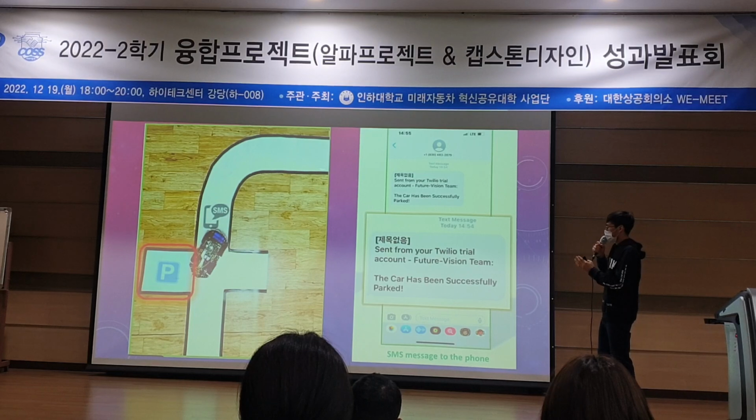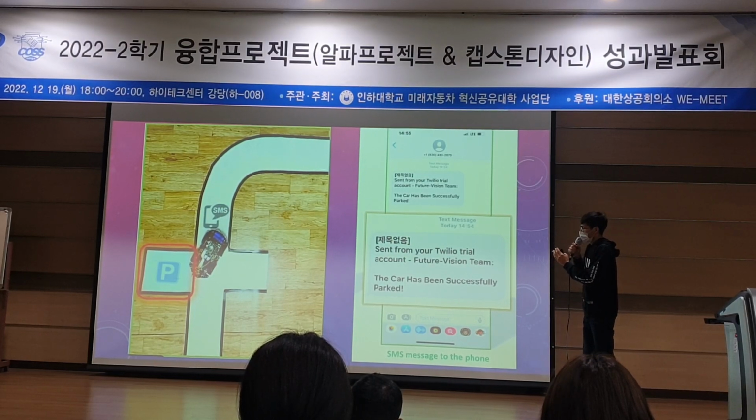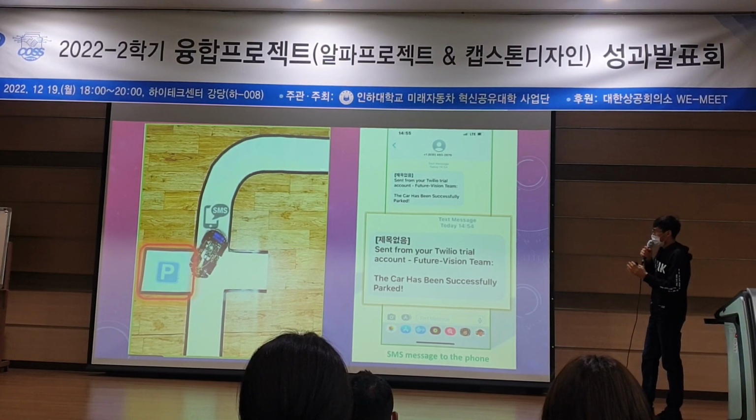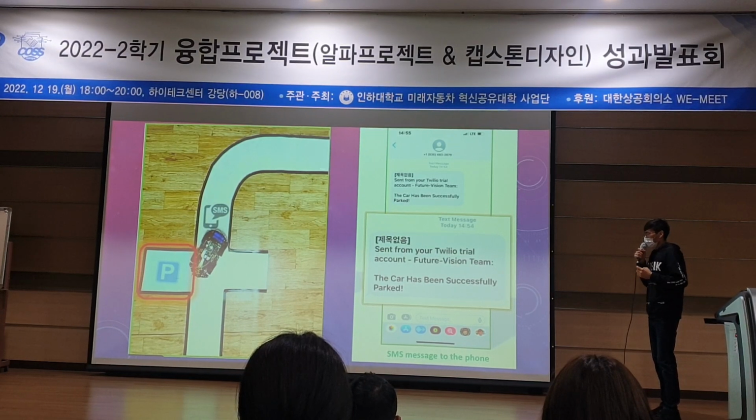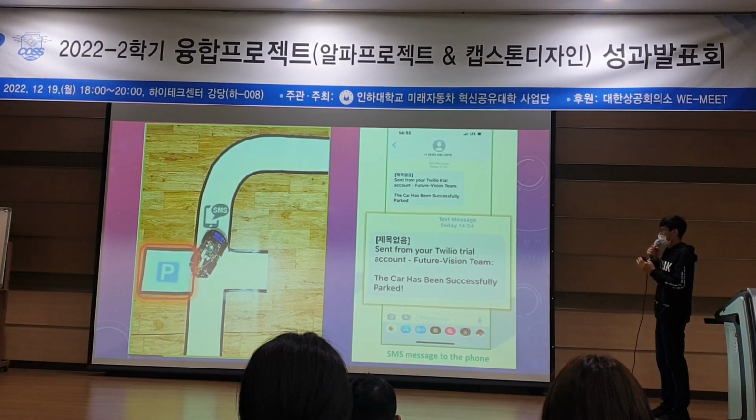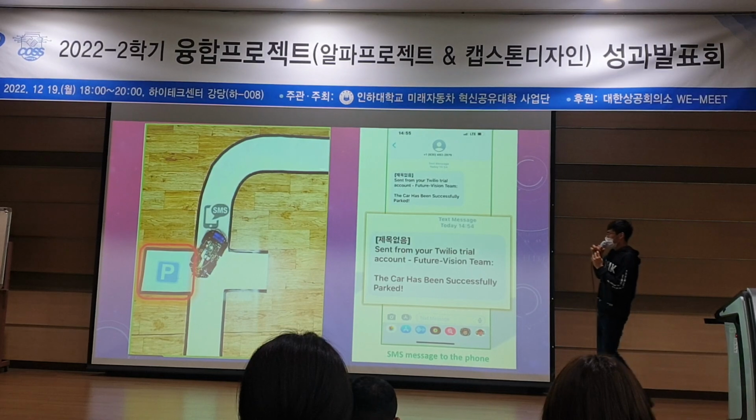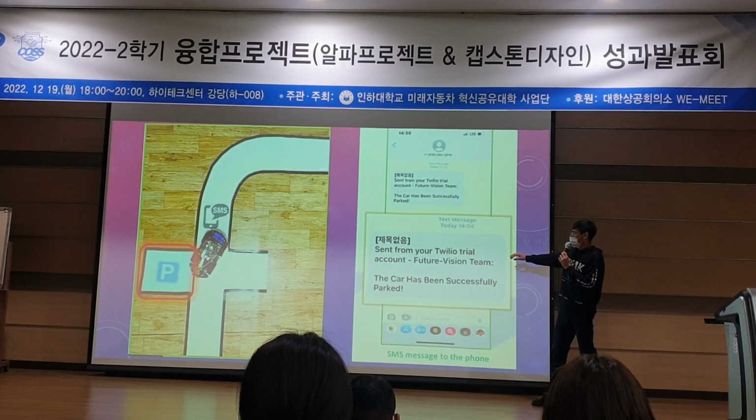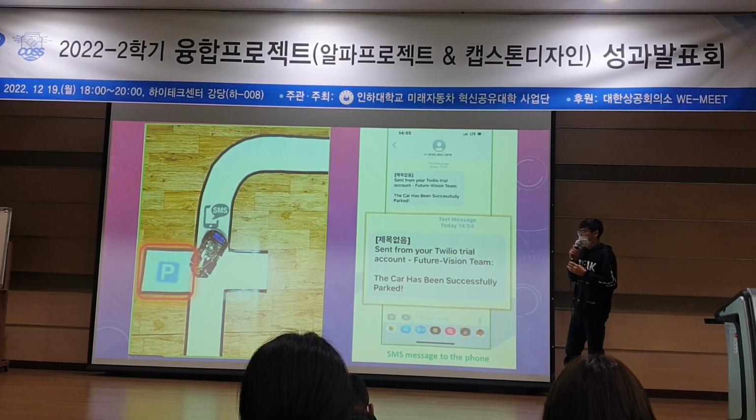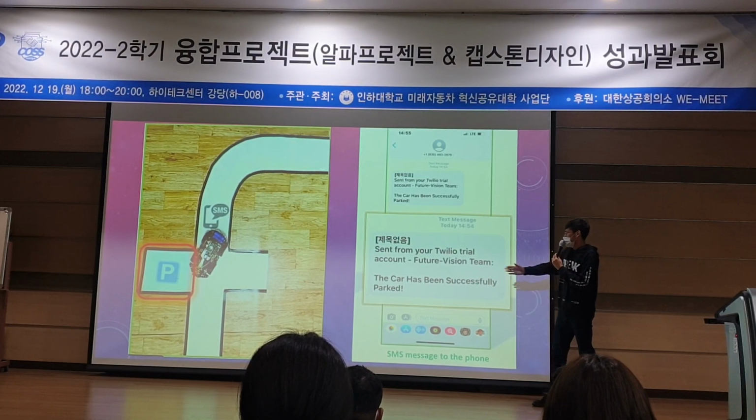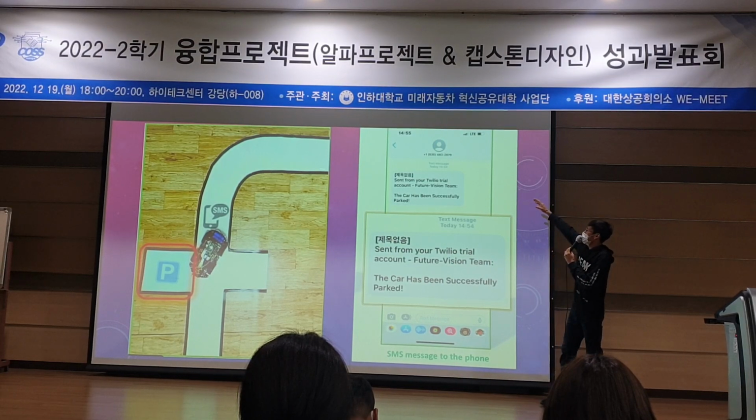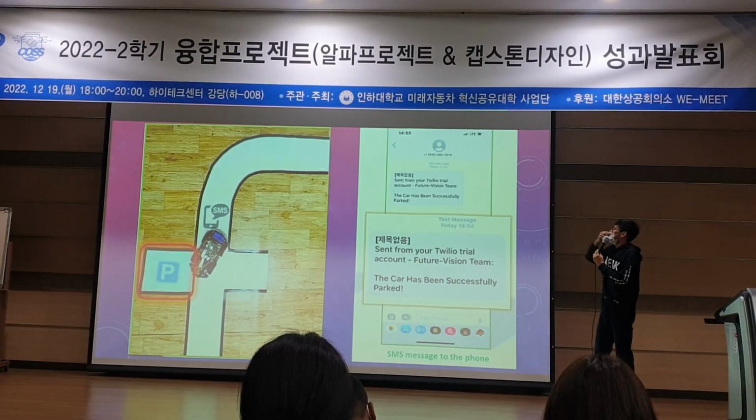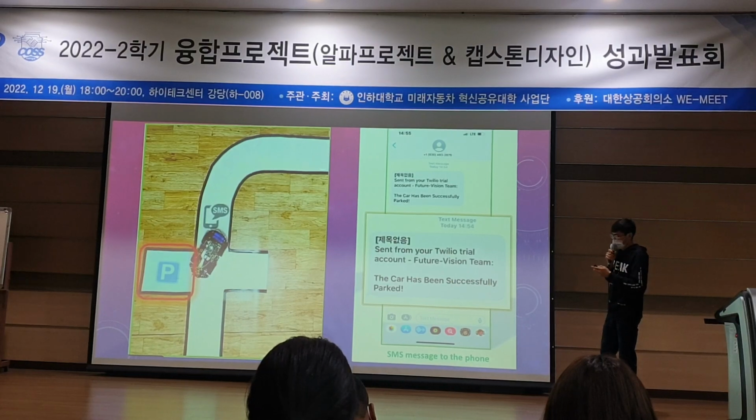In this case, when the car detects the parking sign, it sends a message. We used the Twilio API for sending the SMS alert. As you can see, we signed up for the Twilio trial account, where you can have 50 or 40 free messages, and it sends the message: the car has been successfully parked. That number there is given to you when you sign up for the website.